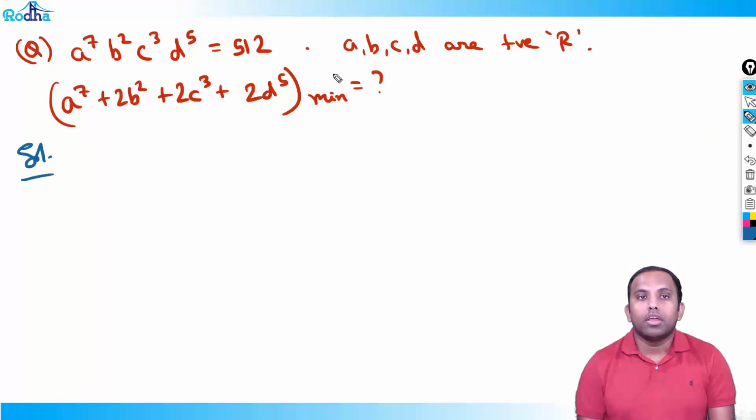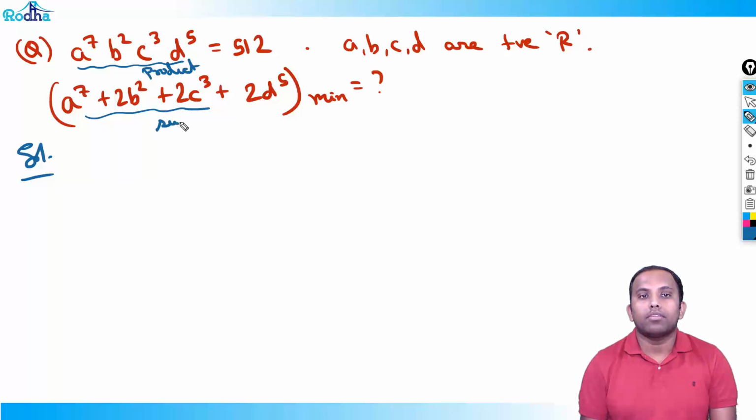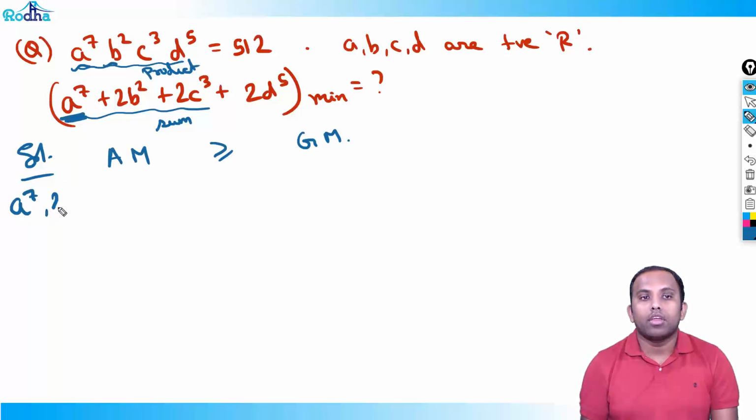Let's solve it. Again you can see that product is involved and sum is involved. So we should apply AM greater than or equal to GM. For which numbers we apply it is important. Don't apply it for A to the 7, B square, C cube, D raised to 5. We should apply it for the numbers required. So the numbers are A to the 7, 2B square, 2C cube and 2D raised to 5. These are my four numbers.